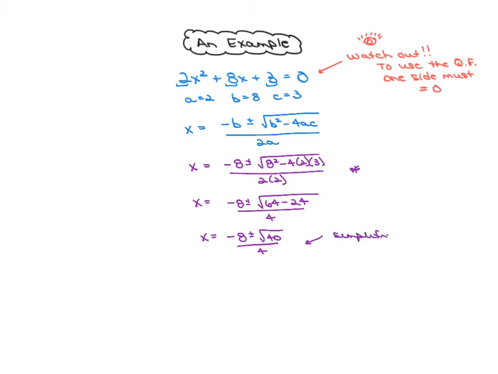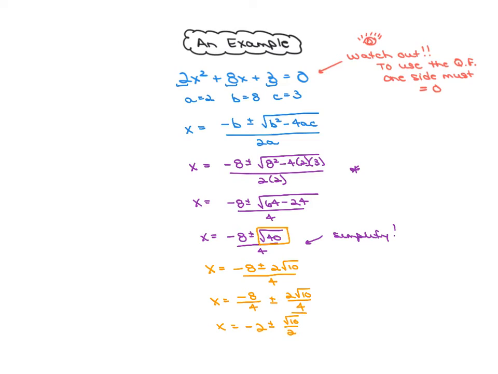So let's simplify from this point. The first thing I'm going to simplify is my radical. 40 has the perfect square factor of 4, and the square root of 4 is 2. So this is going to equal negative 8 plus or minus 2 times the square root of 10, all over 4. Next, I'm going to distribute my division. So I have negative 8 divided by 4 plus or minus 2 square root of 10 divided by 4. Negative 8 divided by 4 is simply negative 2, plus or minus, and I can divide out that common factor of 2 to get the square root of 10 over 2.